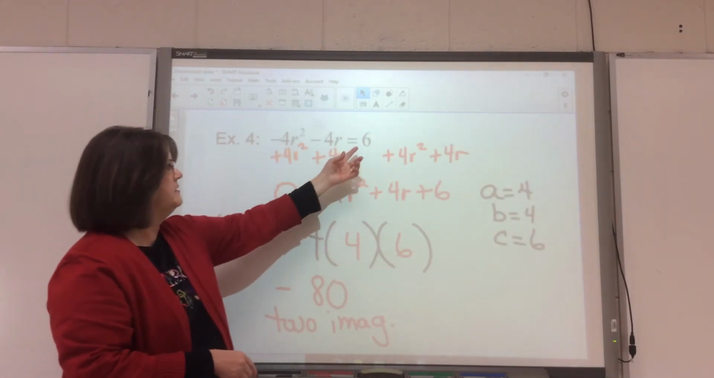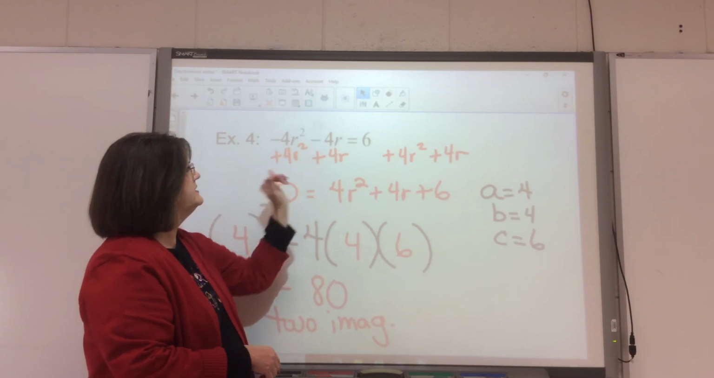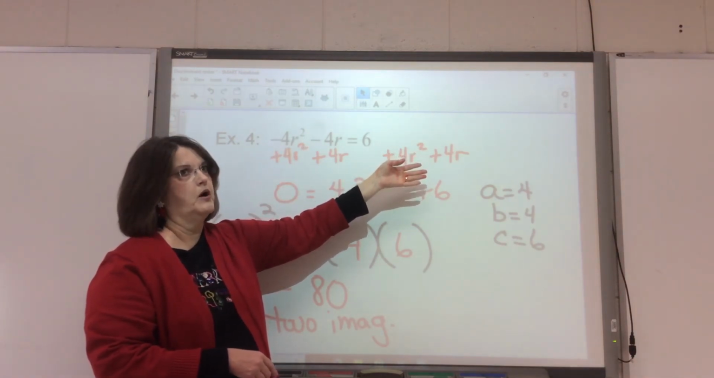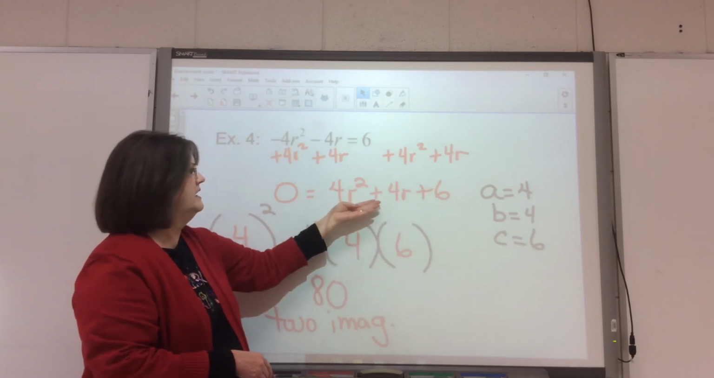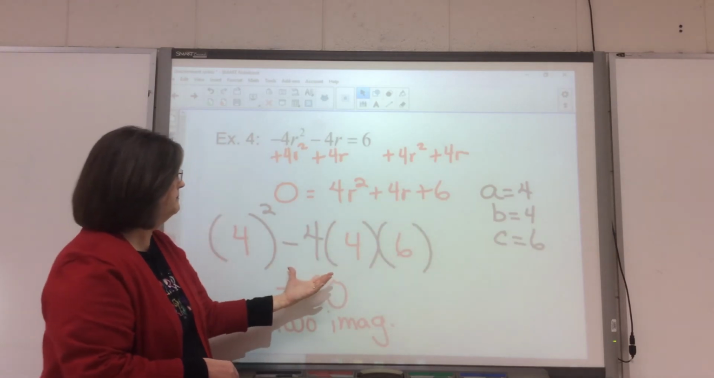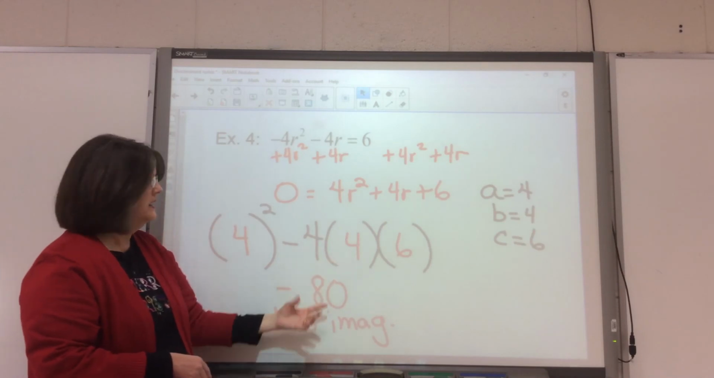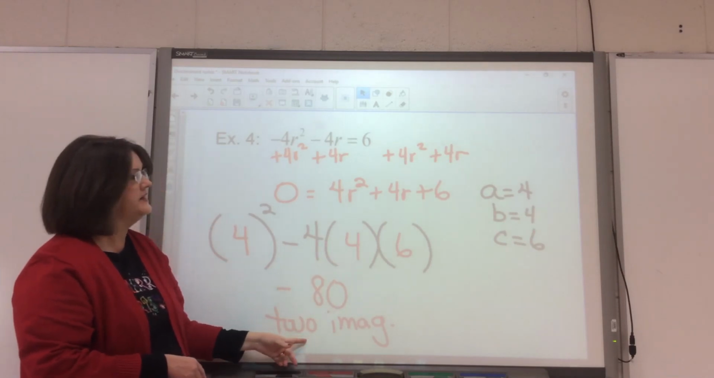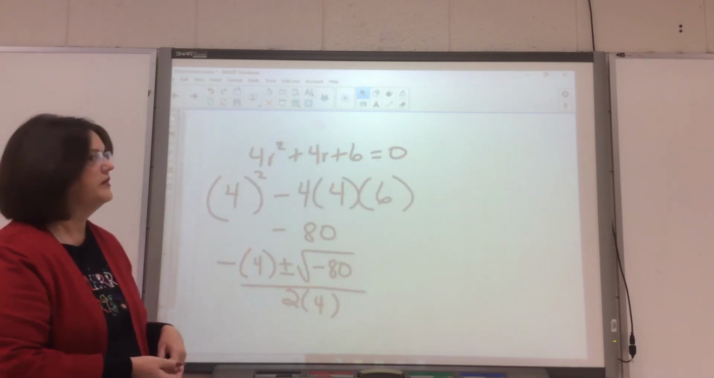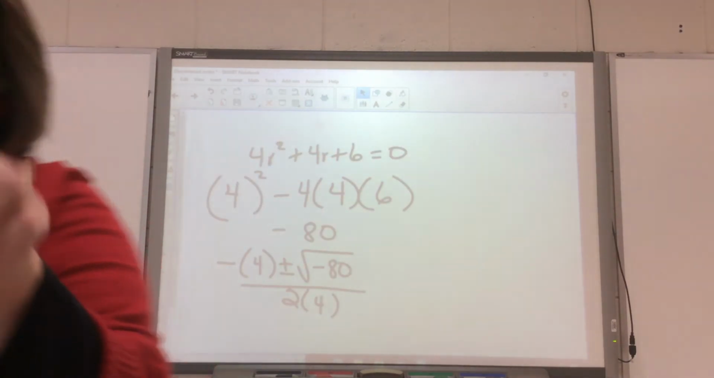And again, we need to move things now. The reason that I'm moving this to the right is just to keep the r squared term positive. So I end up with 4r squared plus 4r plus 6. I plug all that in, and I end up with negative 80. This one has two imaginary solutions.